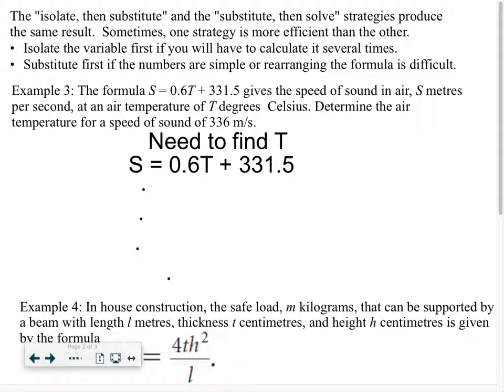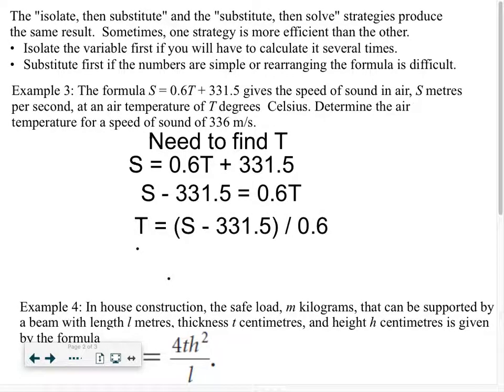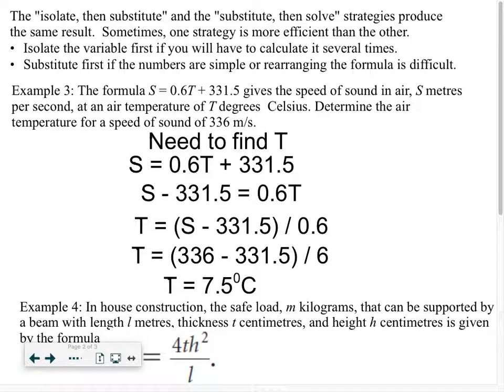So the first thing we're going to do is just rearrange our formula for T. So we've got S minus 331.5. We're going to divide that by 0.6, substitute our values in, and then just solve. So we get 7.5 degrees. You'd put a therefore statement. I'm not going to do that right now. I'm just kind of getting through the note quickly so that you have a note and you can do the work today.